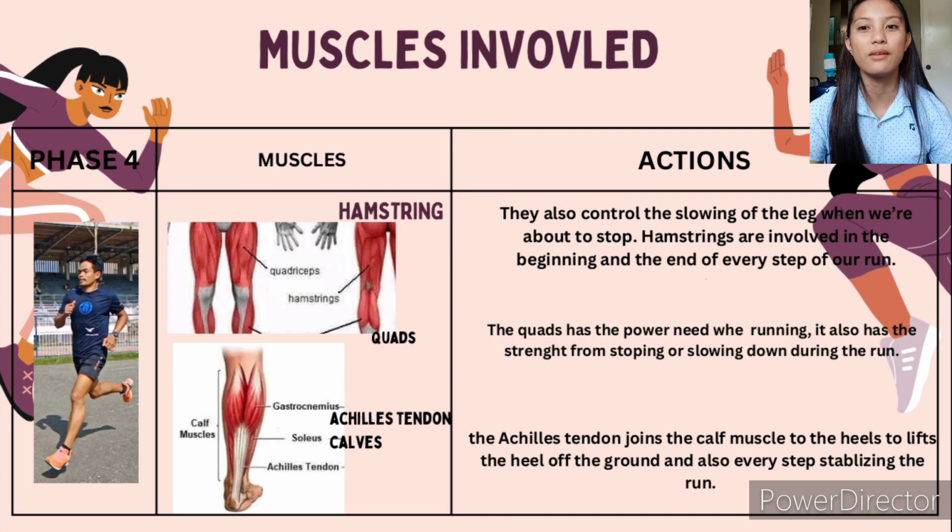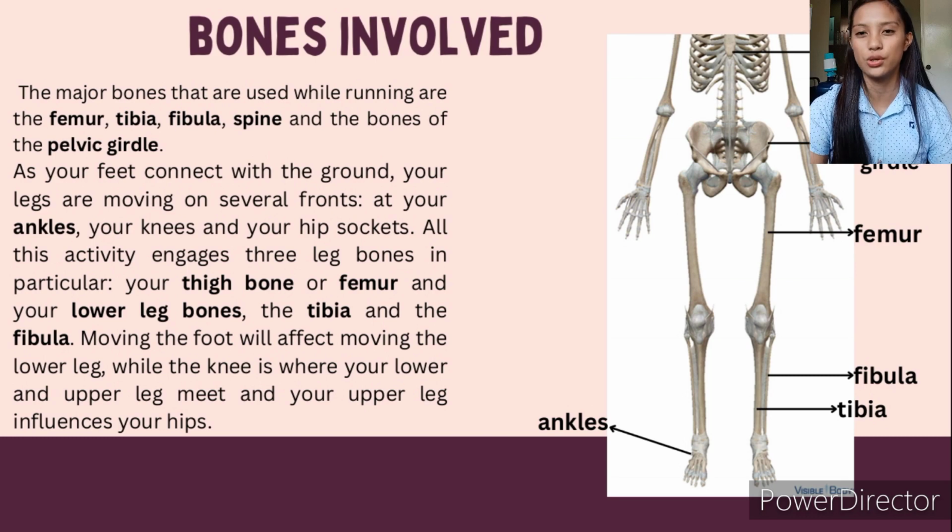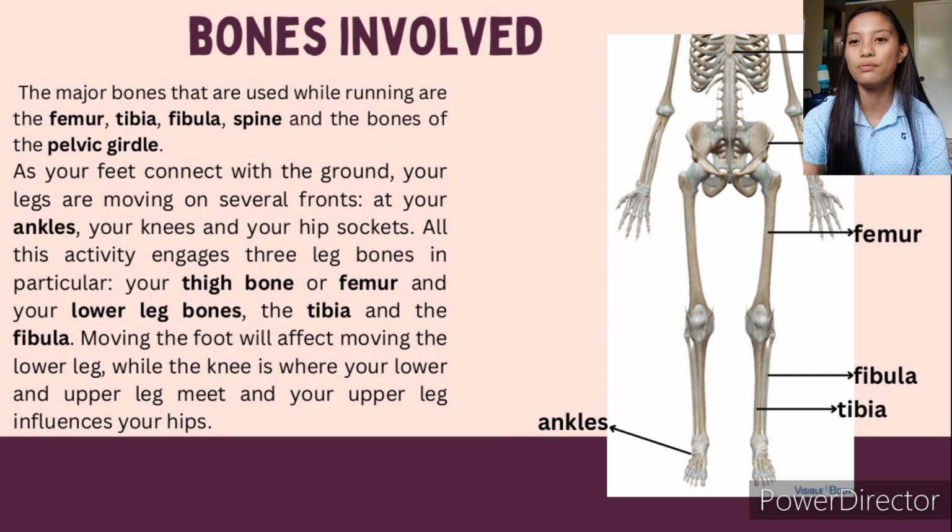So as usual, we also have here the bones that are involved during sprinting. So the major bones that are used while running are the femur bone, tibia, fibula, spine, and the bones of the pelvic girdle. So as your feet connect with the ground, your legs are moving on several fronts. At your ankles, your knees, and your hip sockets.